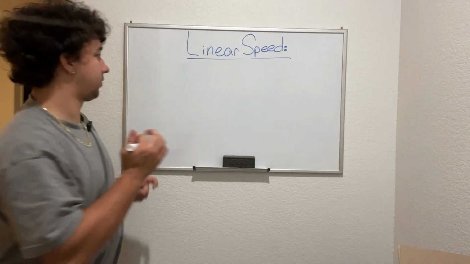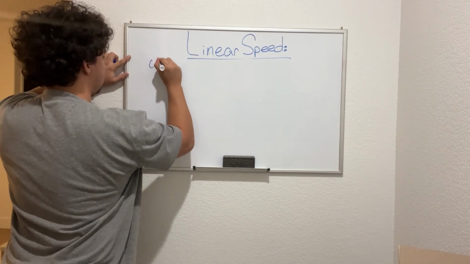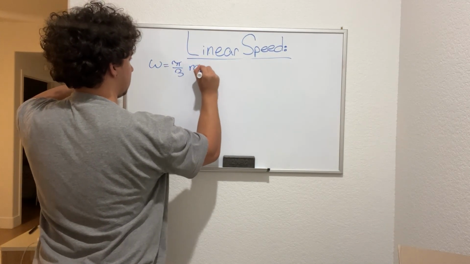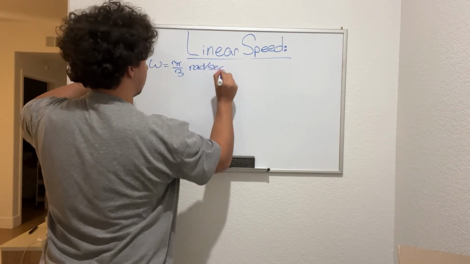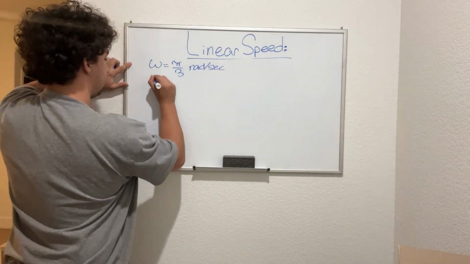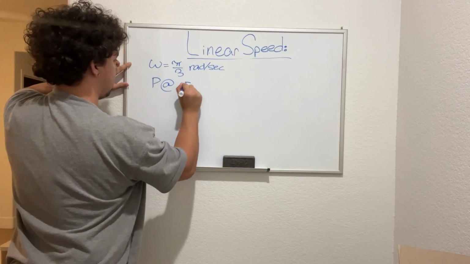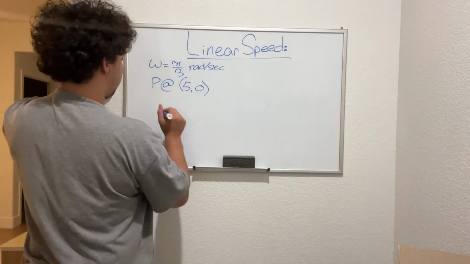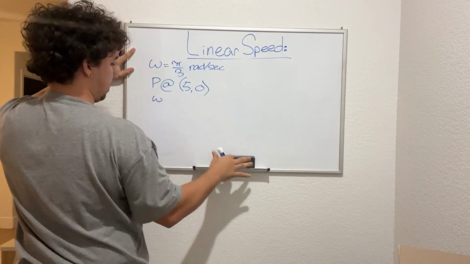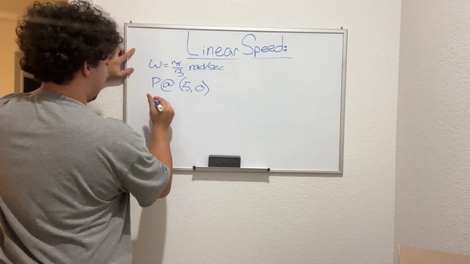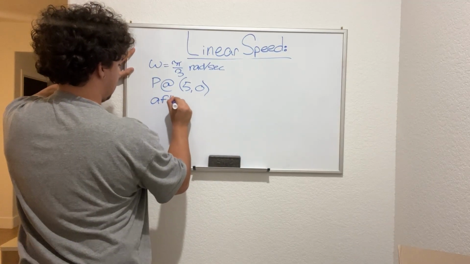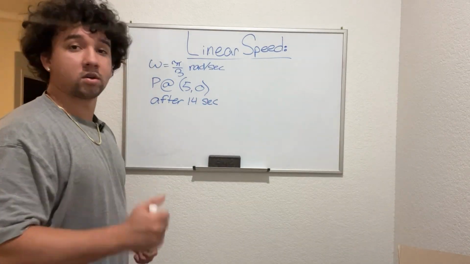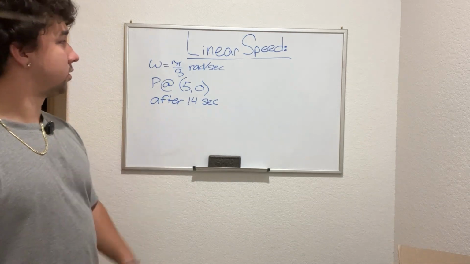So first thing is first, I'm told that W is equal to pi over 3 radians per second. Okay, next thing is P is at (5, 0). And we're trying to find a new point after 14 seconds. Okay, well the first thing I'm noticing is that it's after 14 seconds.